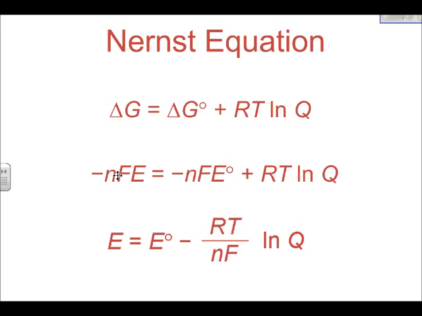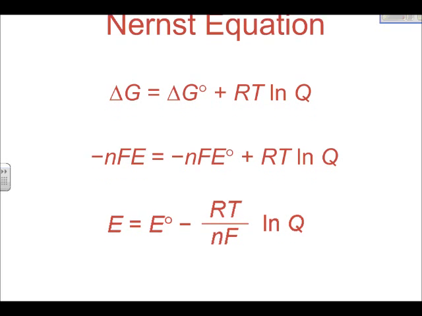It would be the standard potential for the cell, the E0, minus RT over nF times ln of Q. So the ln of Q is going to factor in the concentration of the ions that are in solution. You remember those ions are also involved in that oxidation reduction reaction that's going to happen.